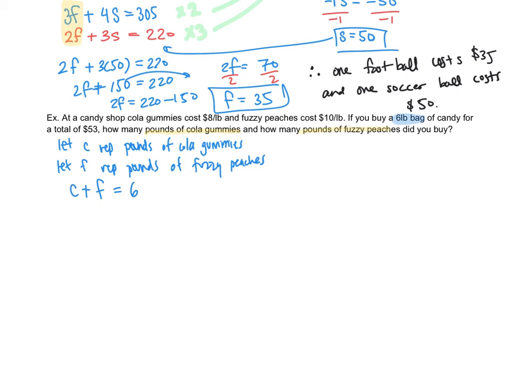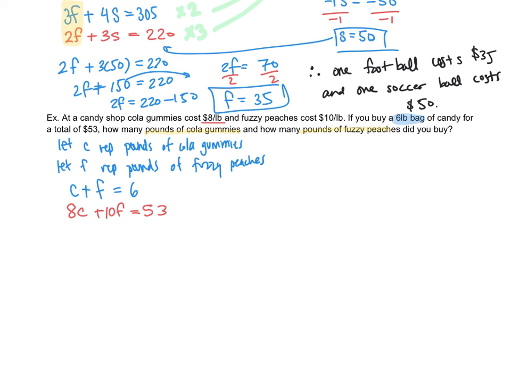Now, your second equation is going to be about the cost. So we know that 1 pound of cola gummies is $8. Well, I have C pounds. So 8 times C will give me the cost of all the cola gummies that you're buying. And then fuzzy peaches are $10 per pound, and we have F pounds. So 10 times F will give me the total cost of the fuzzy peaches. And if I combine the cost of cola and the cost of the fuzzy peaches, my baggie will cost $53. So you have one equation here about weight, the top one, and the bottom one about your cost.